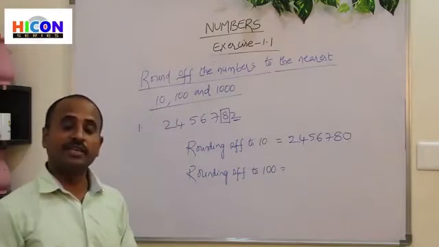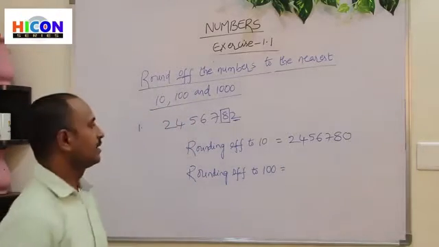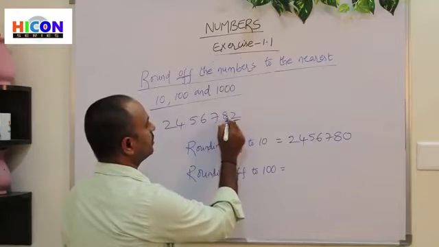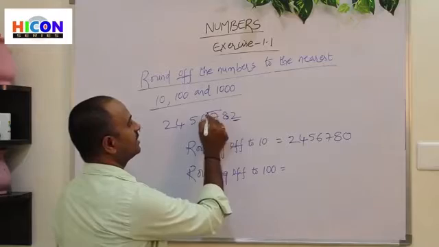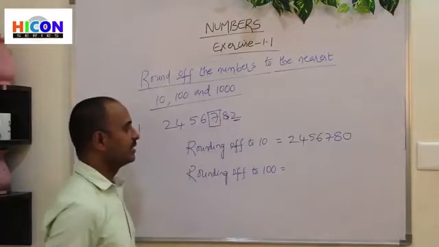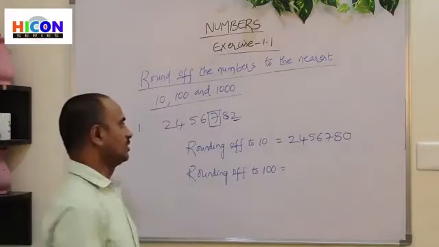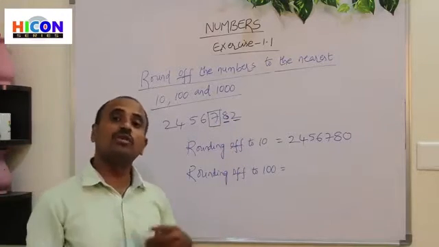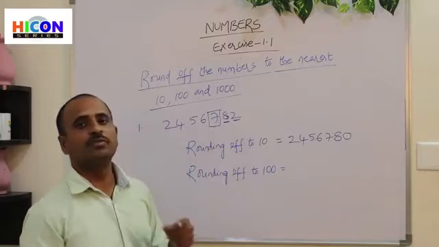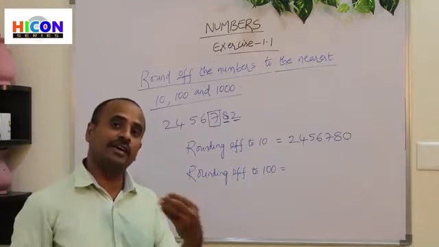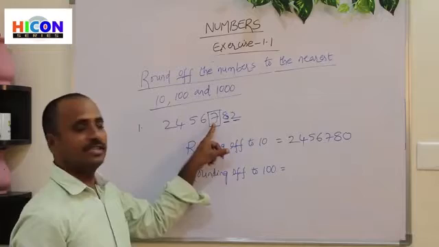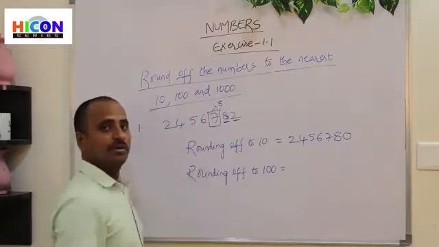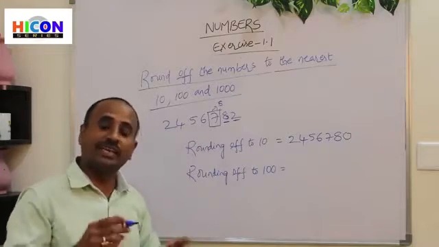Let us identify the digit present in the hundreds place. The digit present in the hundreds place is 7. That is, 7 hundreds are there. Now check the next digit. Here the next digit is 8 and this 8 is more than 5. If the next digit is more than 5, write the next hundreds. Here the hundreds is 7 hundreds, the next hundred is 8. So round off the given number to the next hundreds.